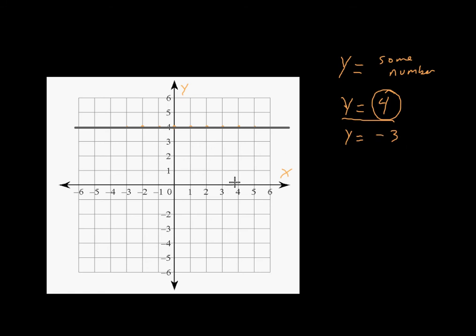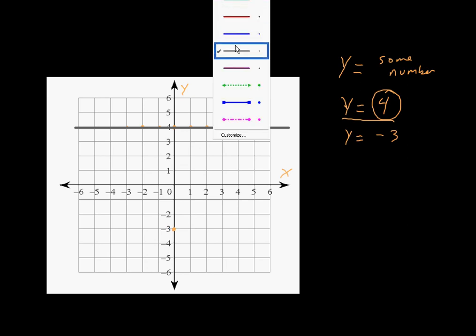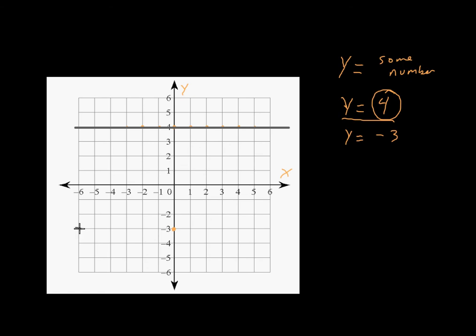If it was a -3, you do the same thing. You would plot points where y is always a -3. So your line would always be a straight line across the y-axis at -3. Let's label these. This here is y is equal to 4, and this one is y is equal to -3.